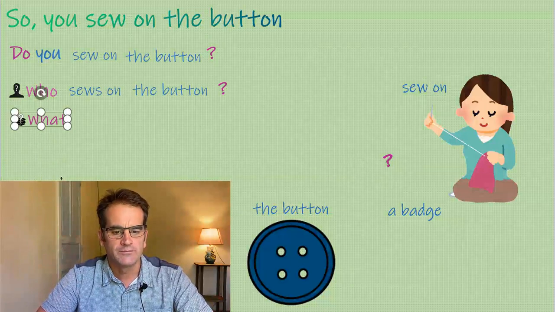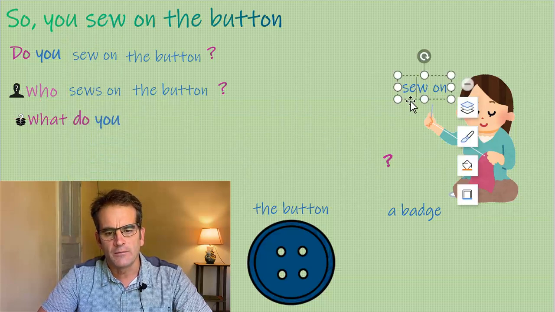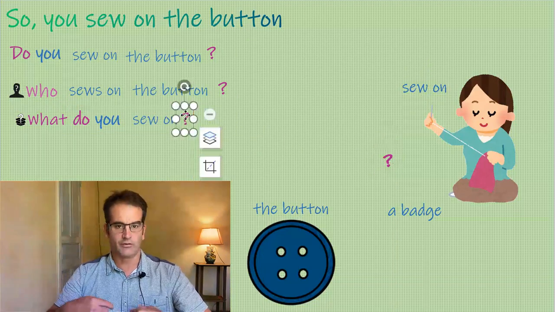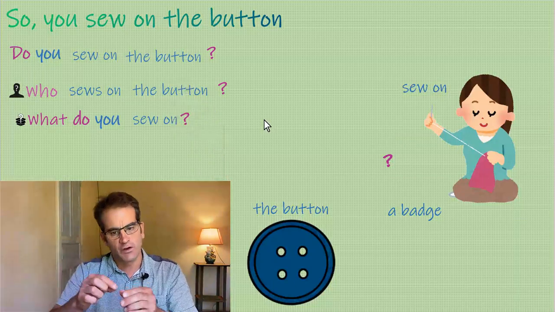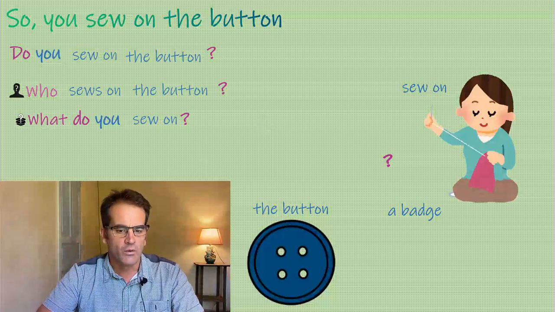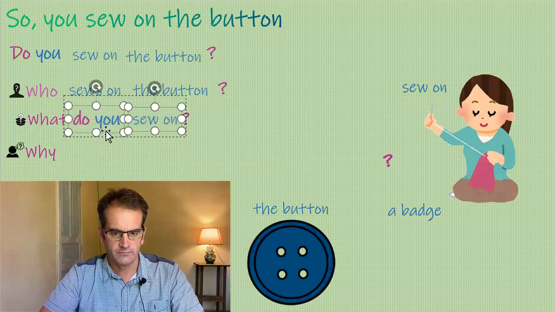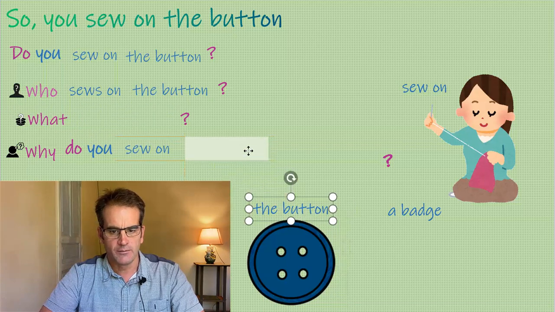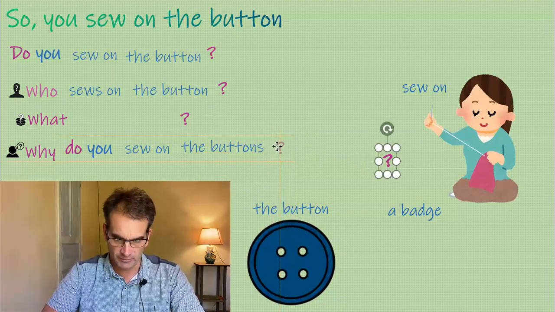So, well, what do you sew on? What do you sew onto the shirt? You sew on the button. And why do you sew on the button? In fact, why do you sew on the buttons with an S?